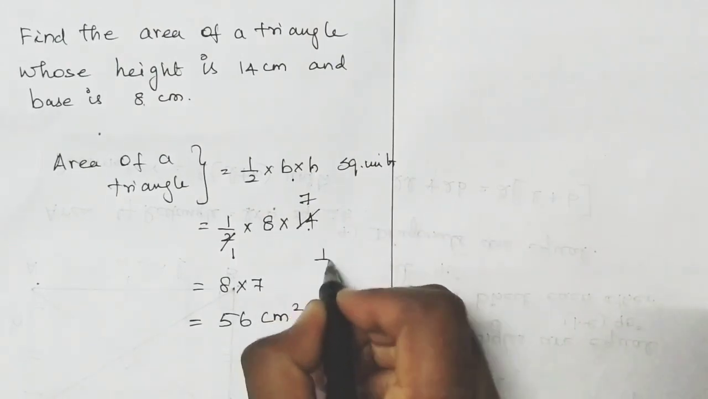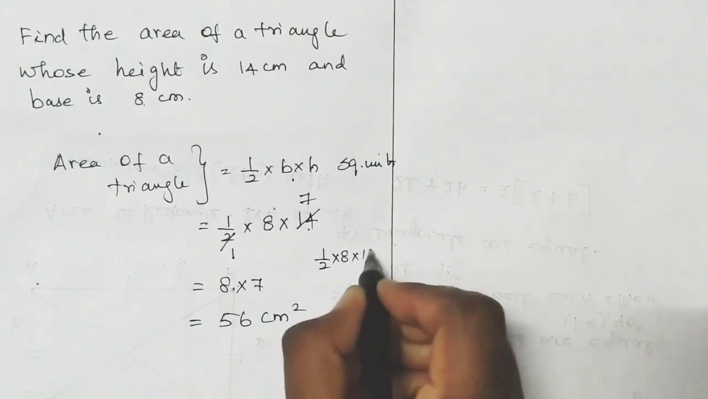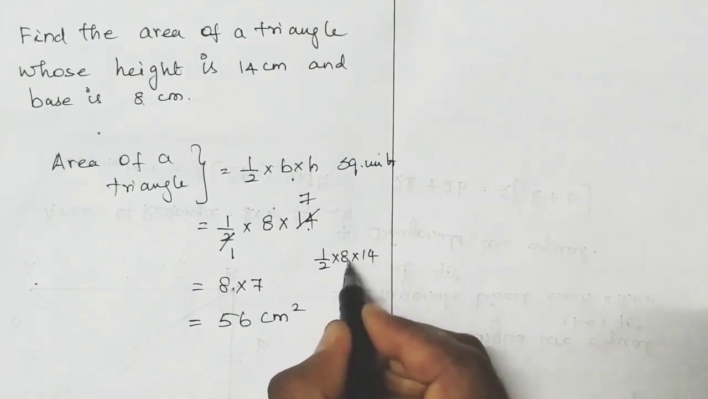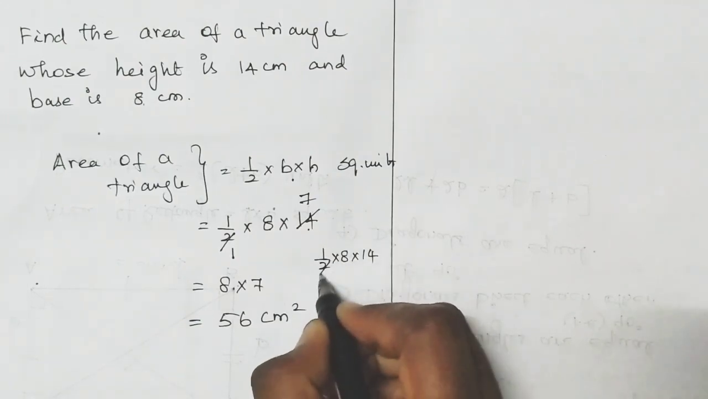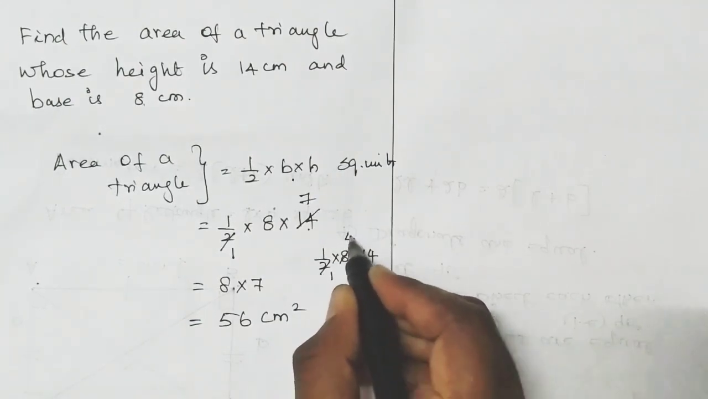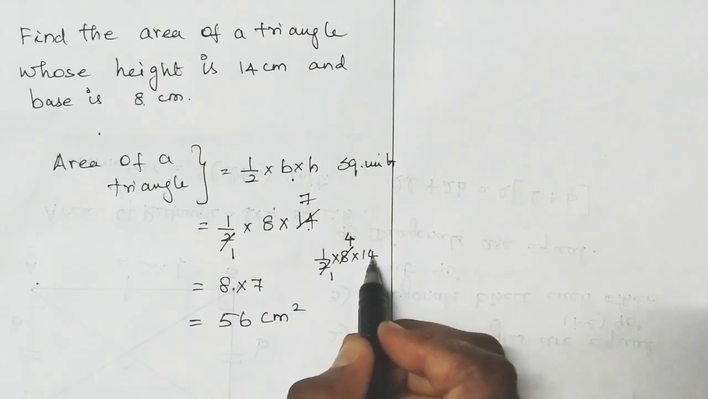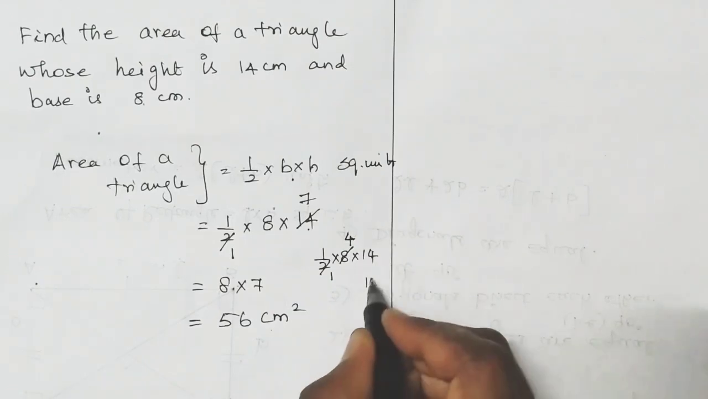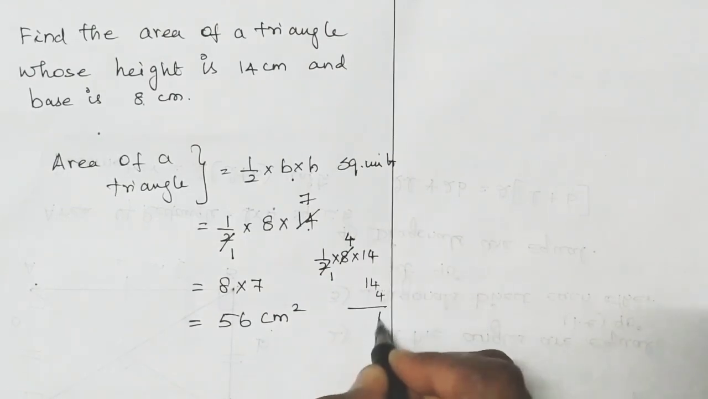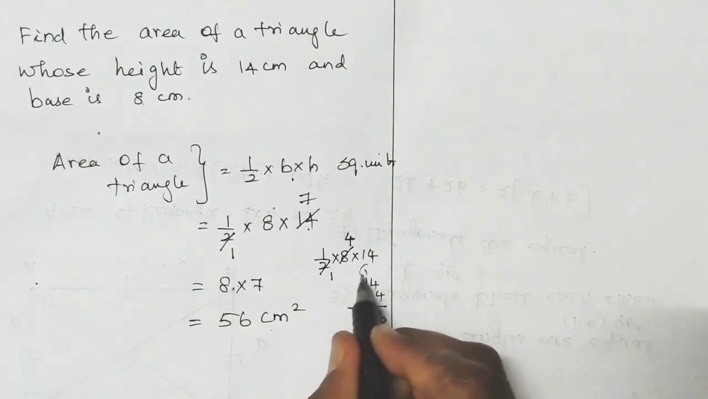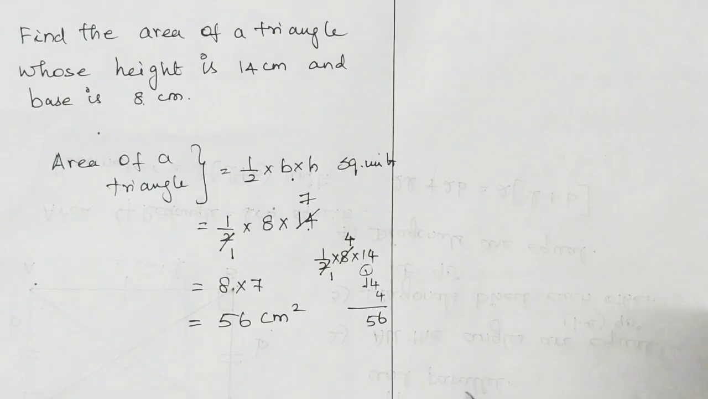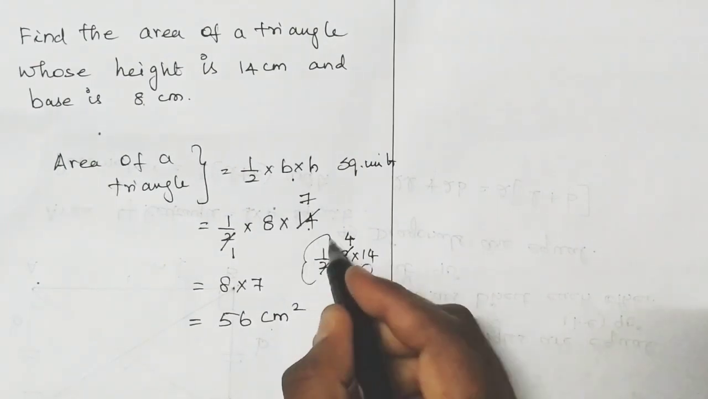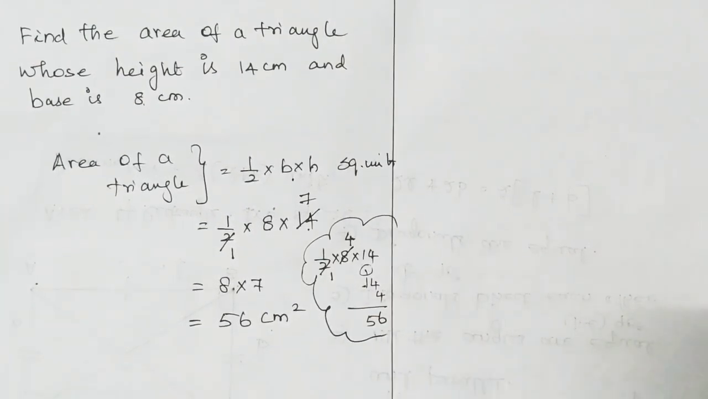And listen, half into 8 into 14. If you want, you can cancel 4 also. Now listen, anyway you will be getting the same answer. 2 ones are 2, 2 fours are 8. 4 into 14, it is 56. Multiply and check. 4 fours are 16. 1 carry over. 4 ones are 4. 4 plus 1, 5. So it is 56. Anyway, you will get the correct answer. Okay. We'll see one more problem.